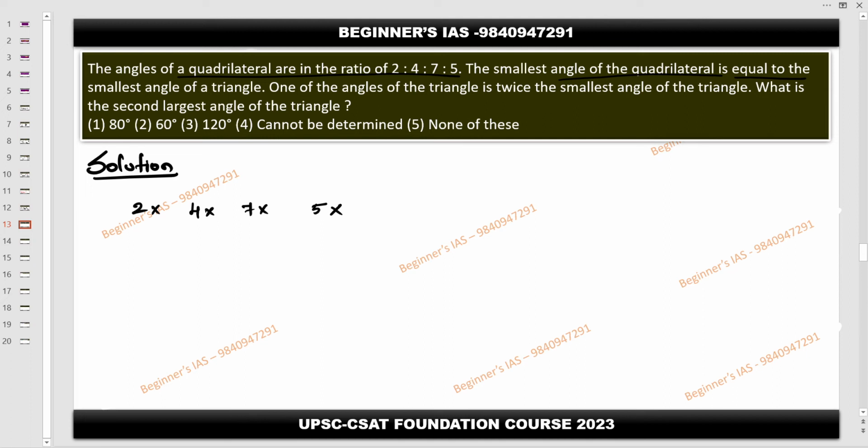What is given here according to this statement? First of all, find out the total degrees. 2x plus 4x plus 7x plus 5x is equal to 360 degrees.